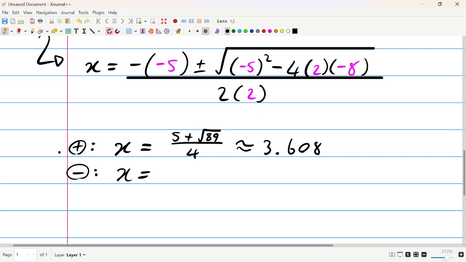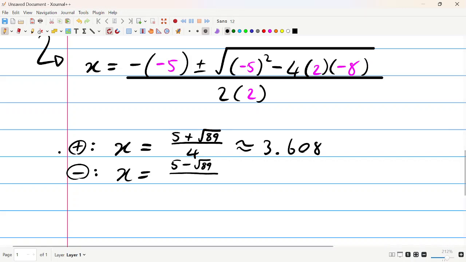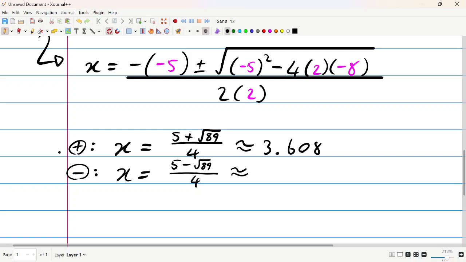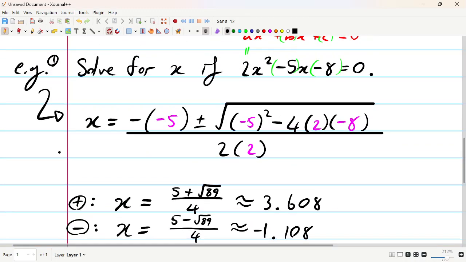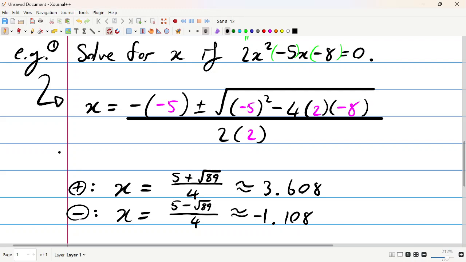And then what about if we say a negative? All we do is go to the positive sign, change it to a negative sign on the calculator, and therefore what do we have? 5 minus the square root of 89 over 4, which is approximately equal to negative 1.108. And there are the roots of our equation, if you want to look at it in that way as well.